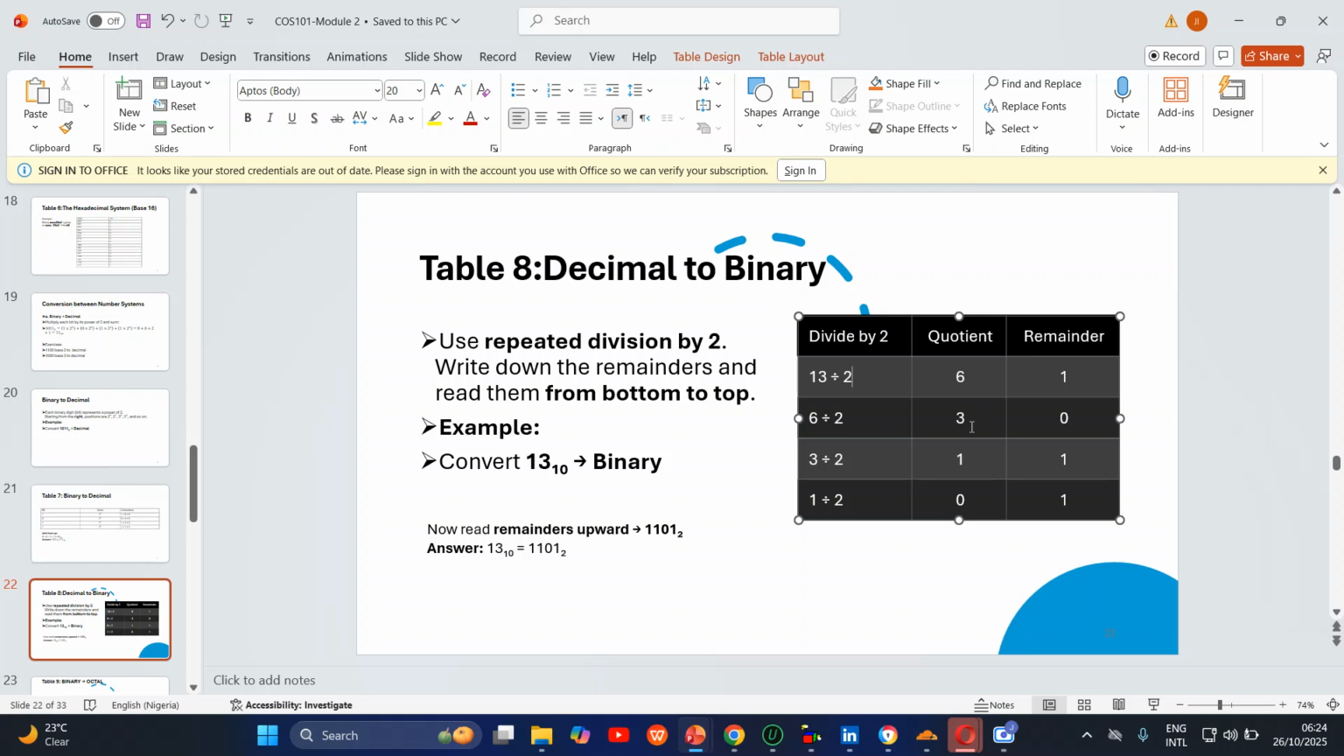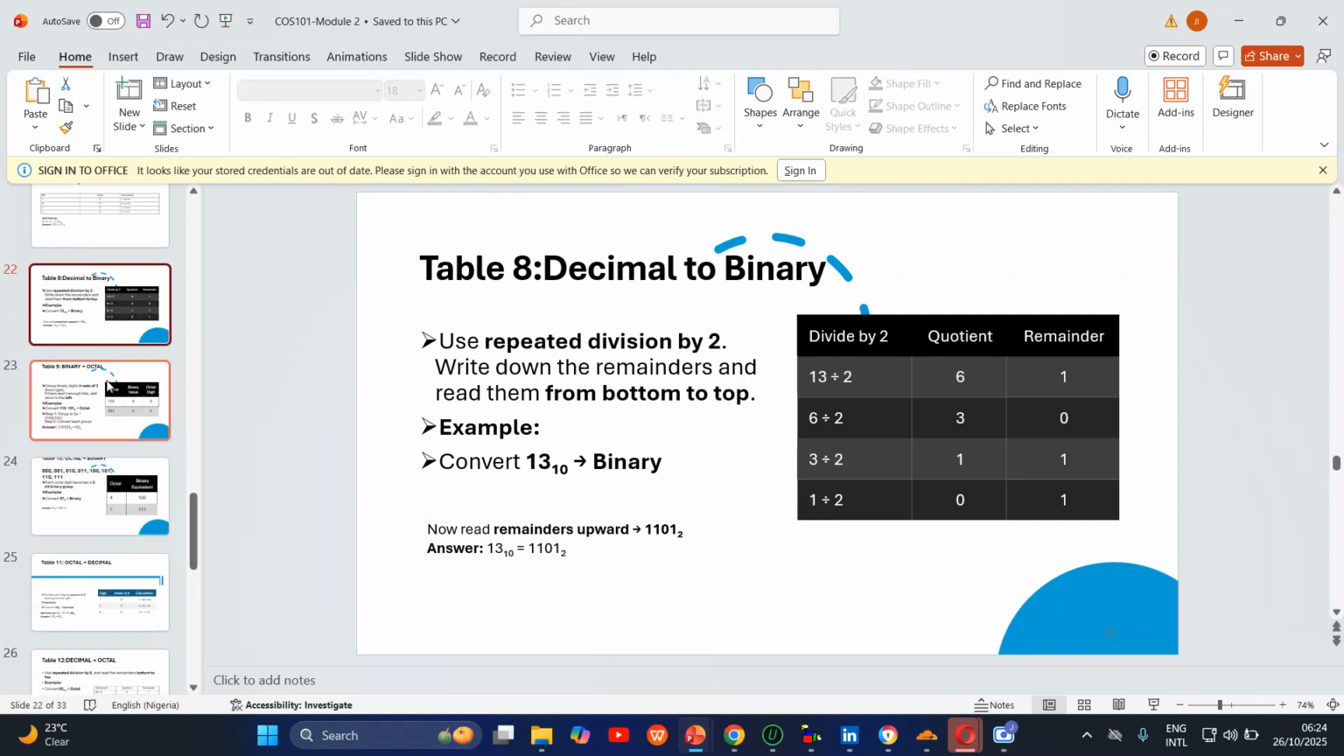6 divided by 2 is 3 remainder 0. Now you bring down the 3. 3 divided by 2 is 1 remainder 1. Then you bring down that 1. 1 divided by 2 is 0 remainder 1. So reading from bottom to top, you have 1101 base 2. That's what we have here, right?